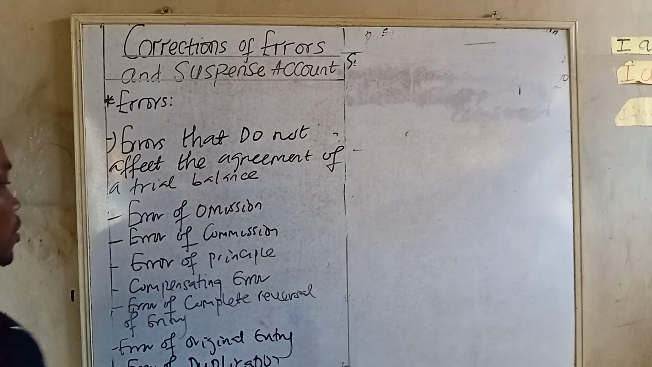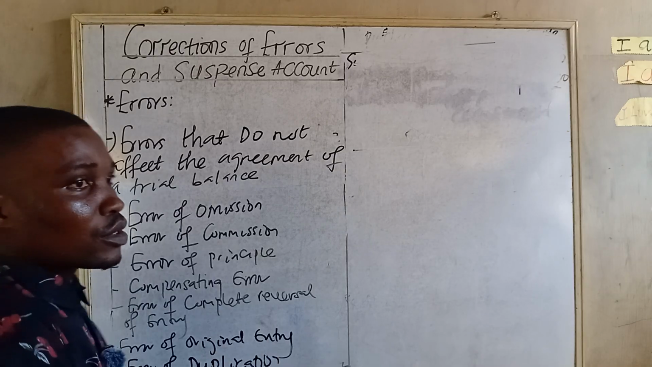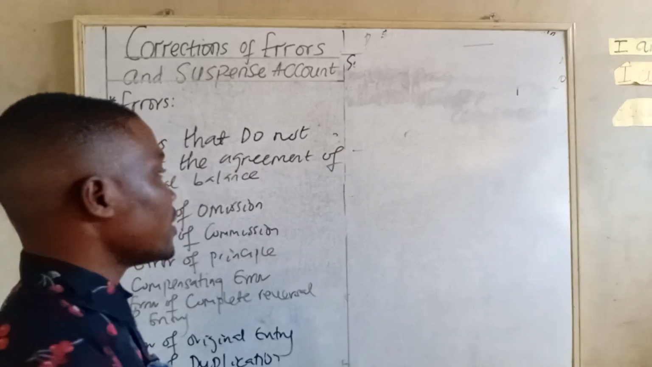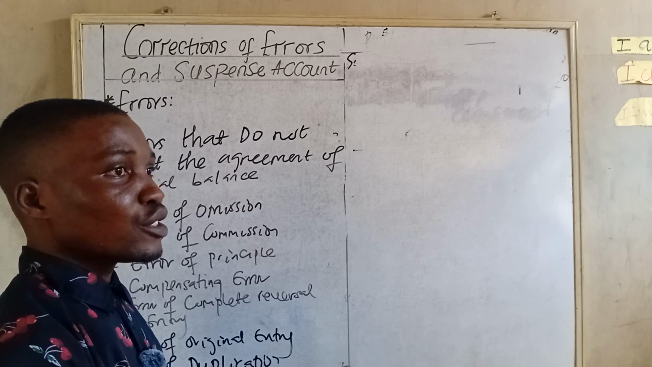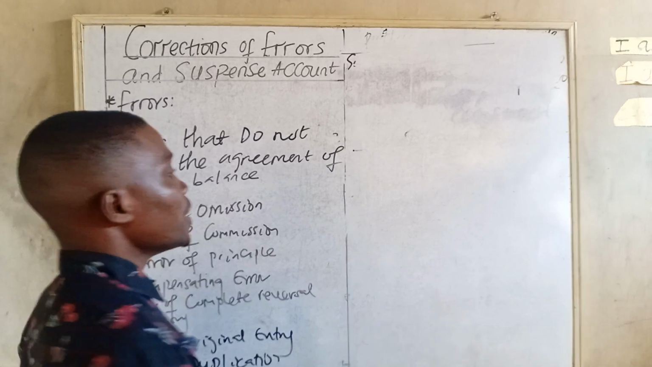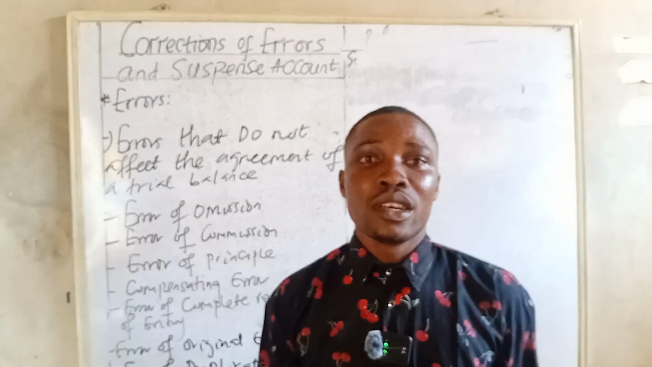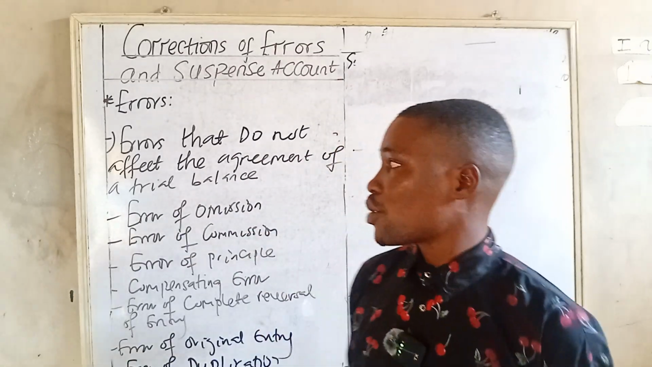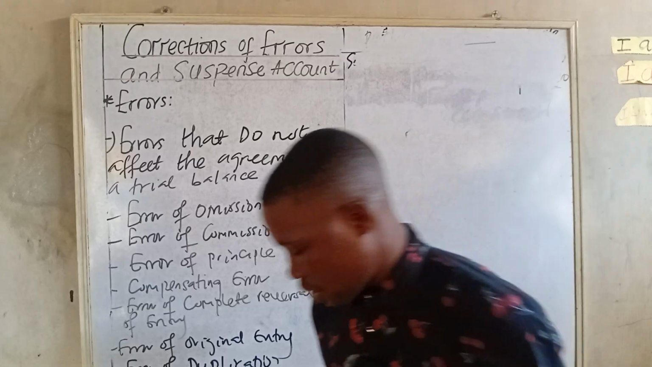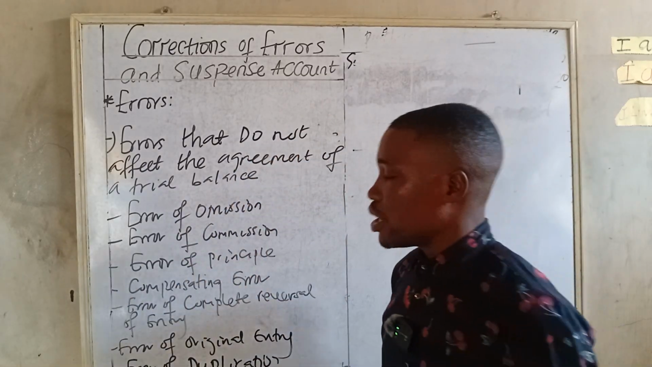So these errors, when they occur, do not affect the agreement of what? A trial balance. It means if you commit any of these errors, your account will still balance. So let's look at the errors one after the other. Let me explain the errors first.